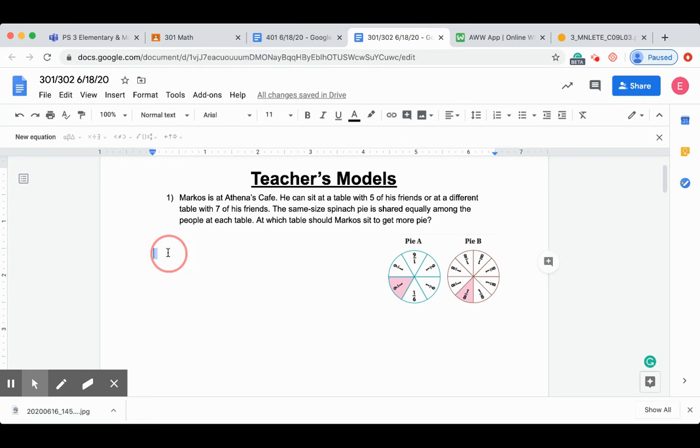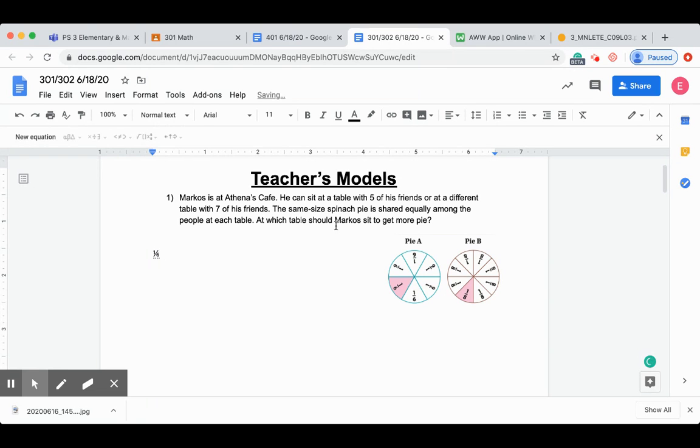So, first we need to figure out our fractions for each table. So we know he's going to get one piece at each table because they're sharing it equally. So I know our numerator is going to be 1 in both fractions. Now, if he sits at the first table with 5 of his friends, he will get 1/6 of the pie. Now we may look at it and say, well, there's 5 of his friends. How would he get 1/6? Because if it's 5 of his friends plus him, that's 6 people.